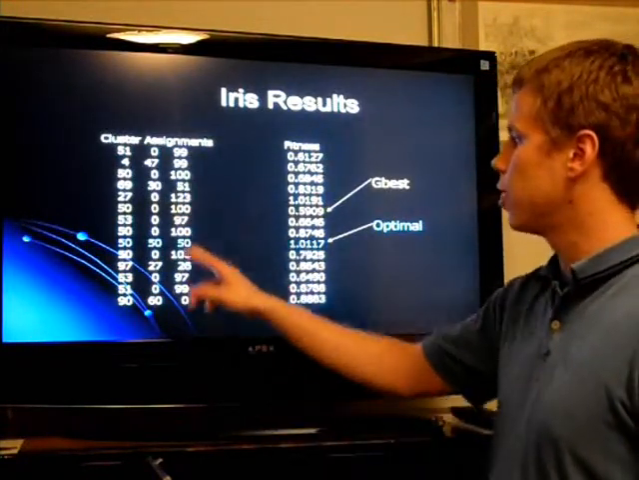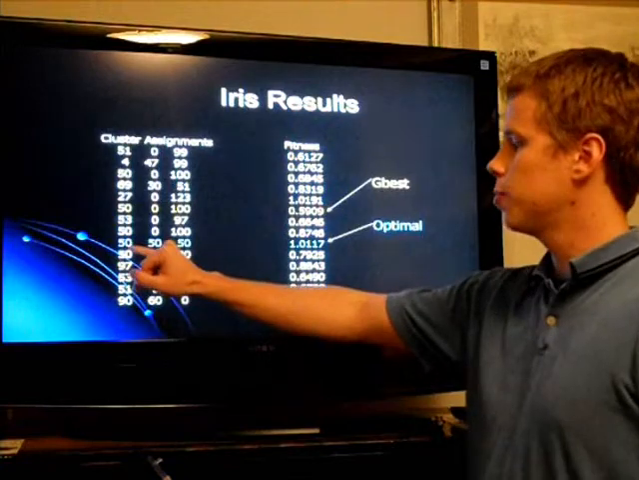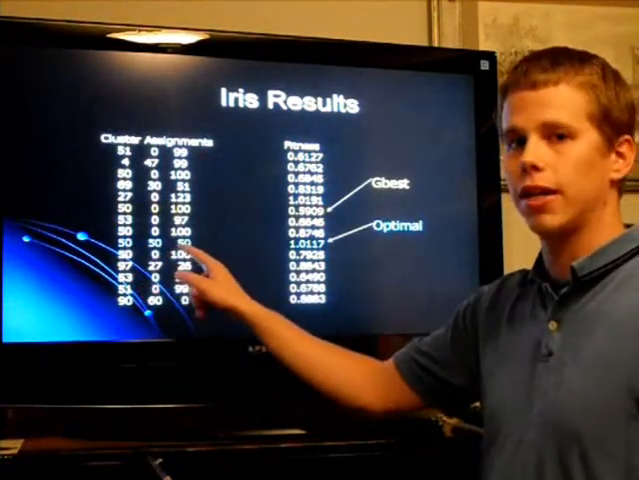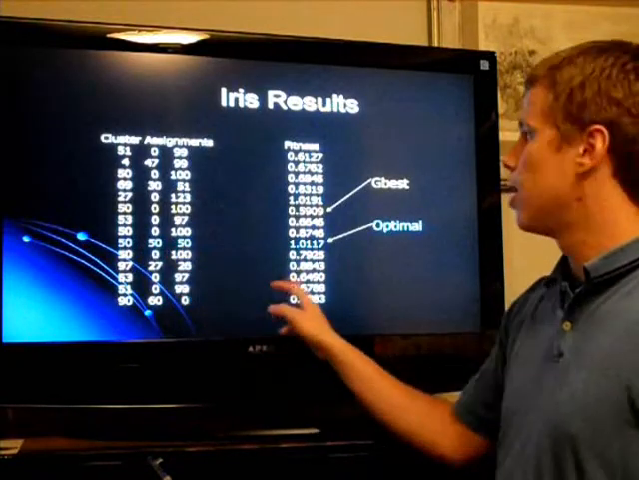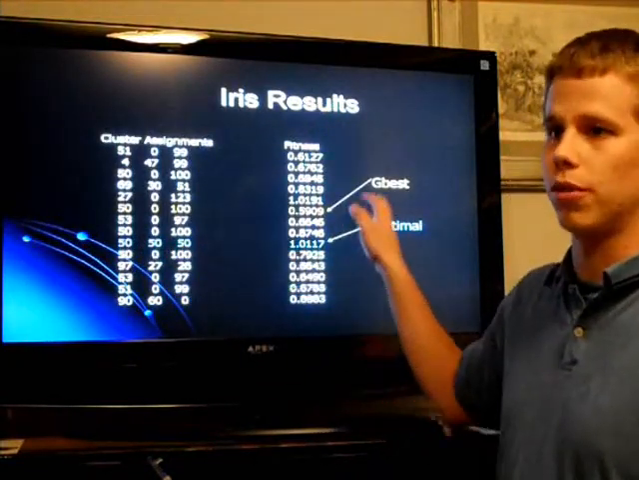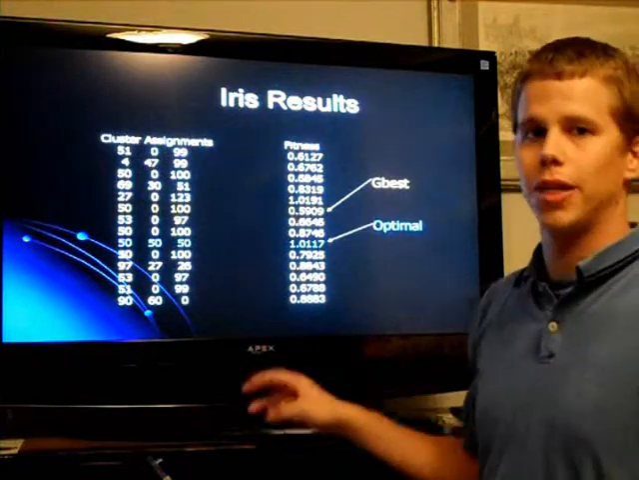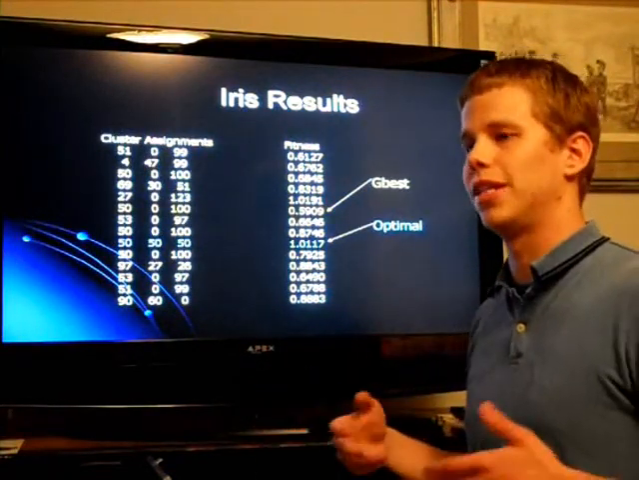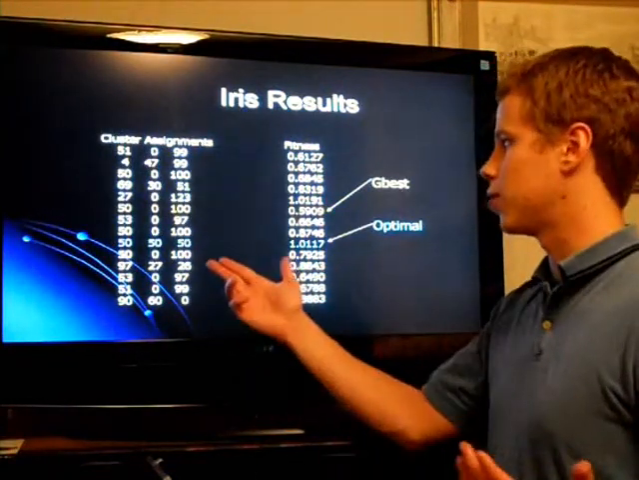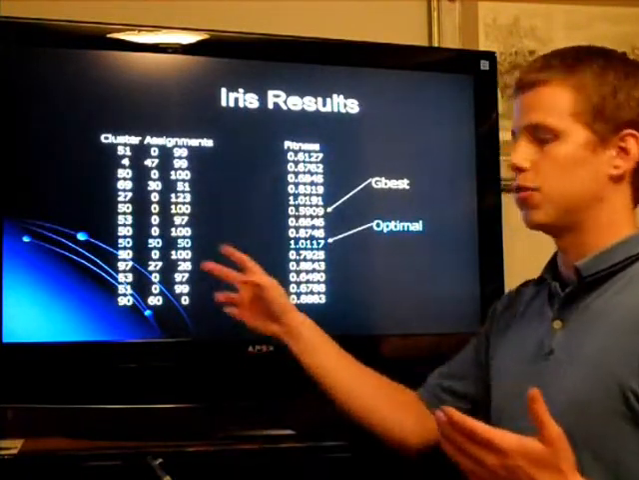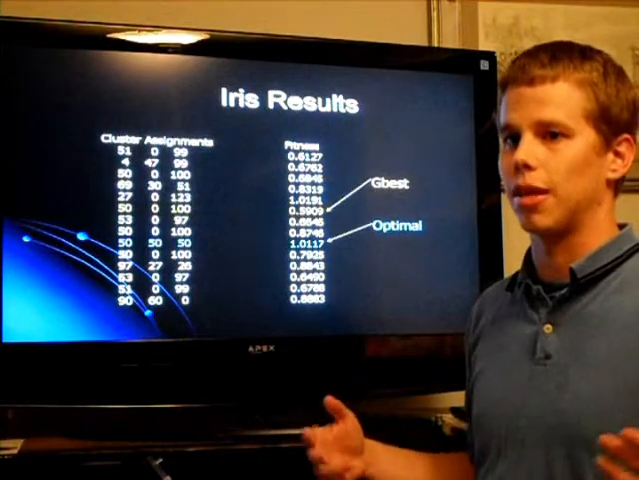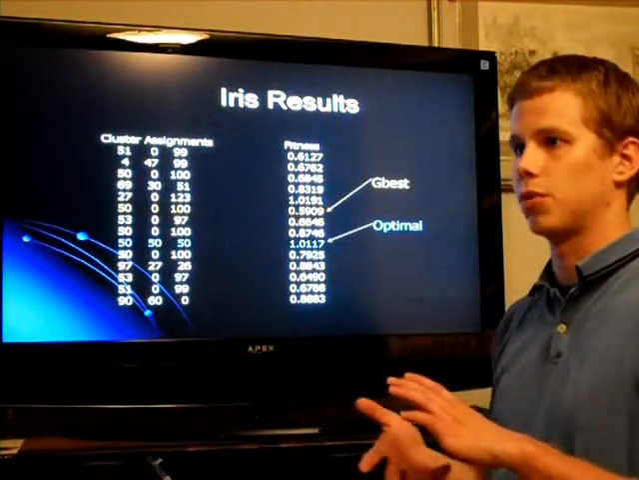But if you look at these other solutions, this particular particle actually did find the optimal solution. It has 50, 50, and 50. However, the fitness function is almost double the g-best. So the PSO algorithm that I used just didn't recognize that this was the optimal solution, probably because this group was linearly inseparable, so it probably thought it was just better to make it one large group.